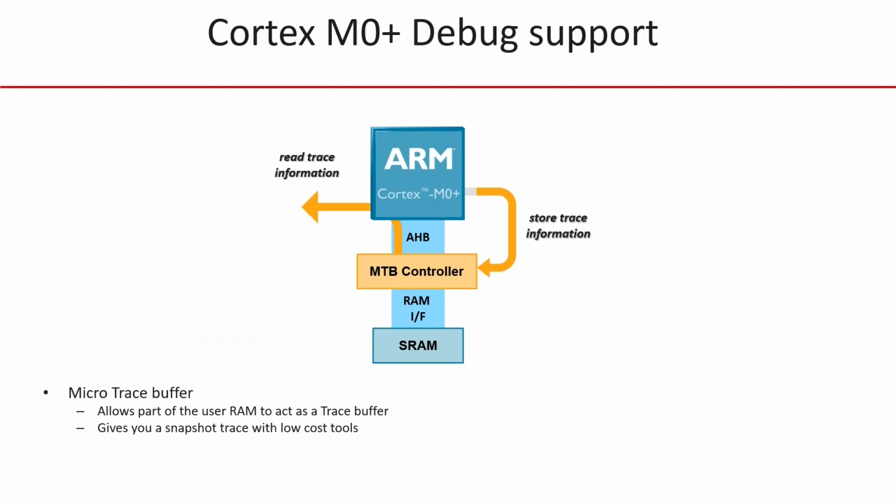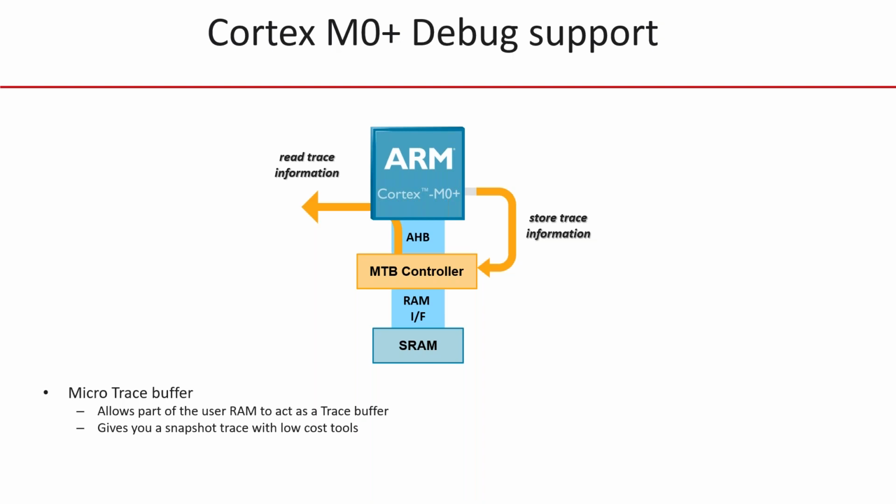On the M0, we have another kind of trace, which is a micro trace buffer, an MTB. So here we're taking a bit of the user RAM and we're converting that into a circular buffer. So as the processor is executing, each instruction that's executed is recorded into the trace buffer. When we halt the code, a low-cost tool can then download the contents of that buffer, and then we can rebuild the instruction trace. So this gives us a snapshot trace buffer on these very small devices.